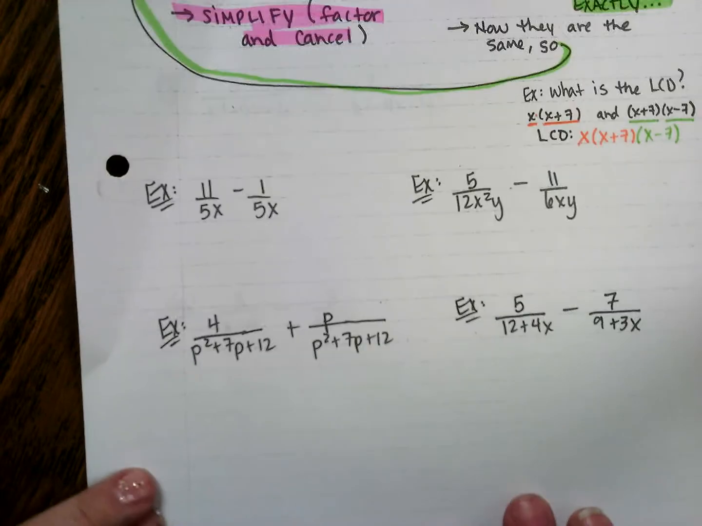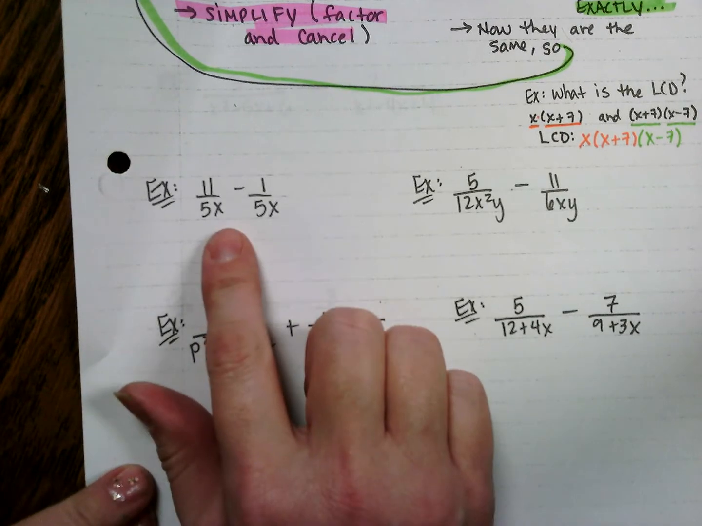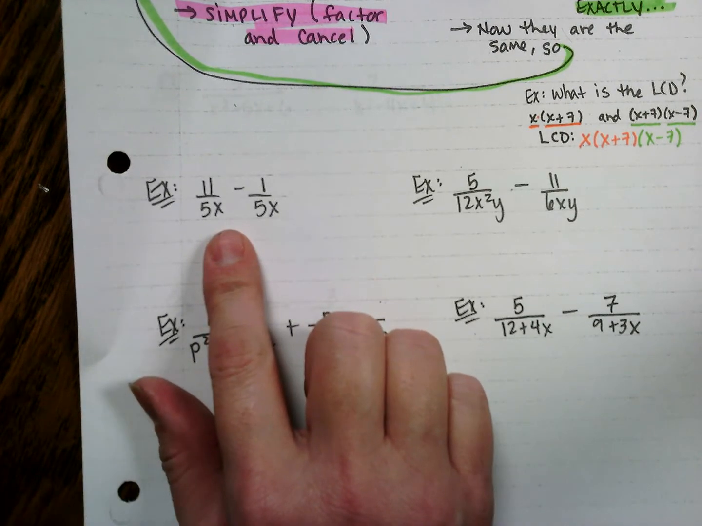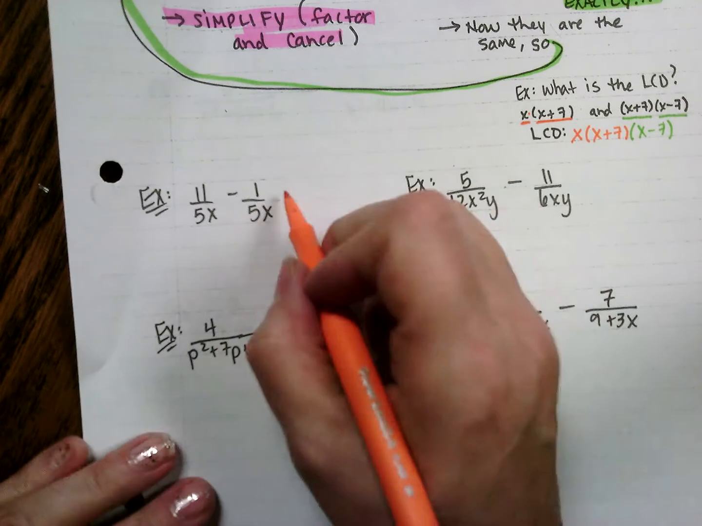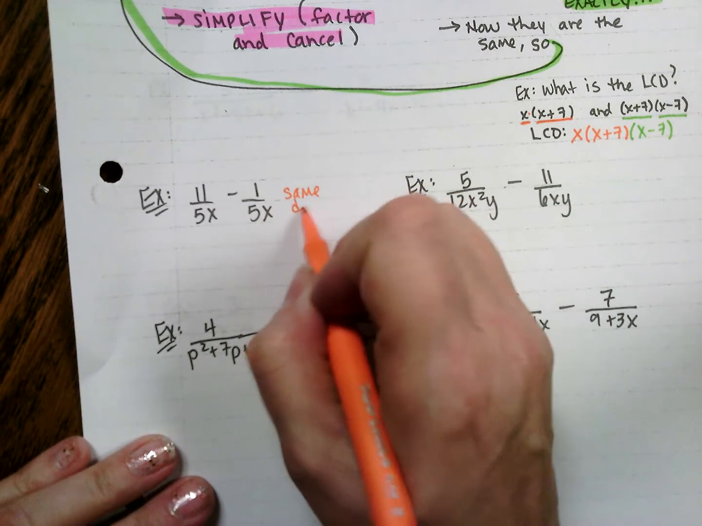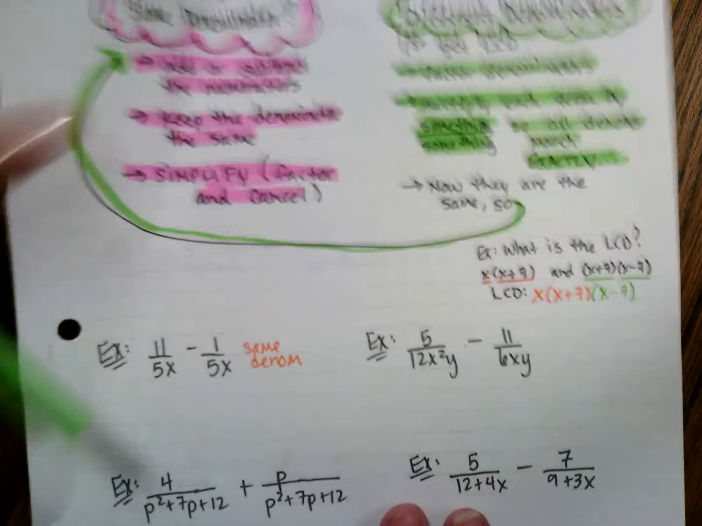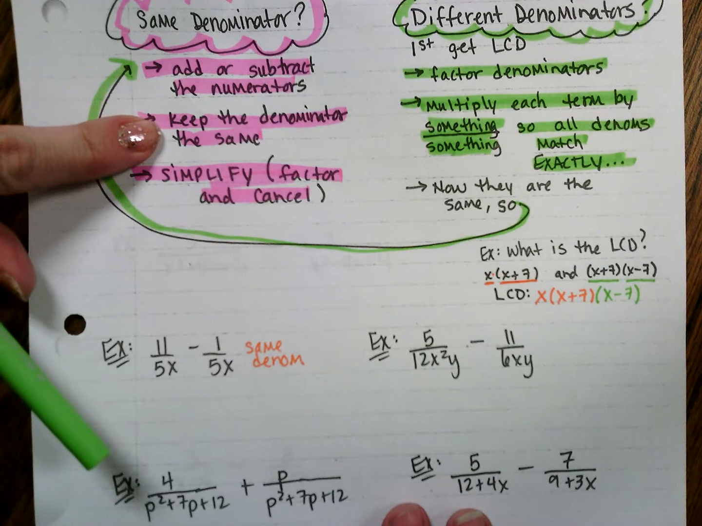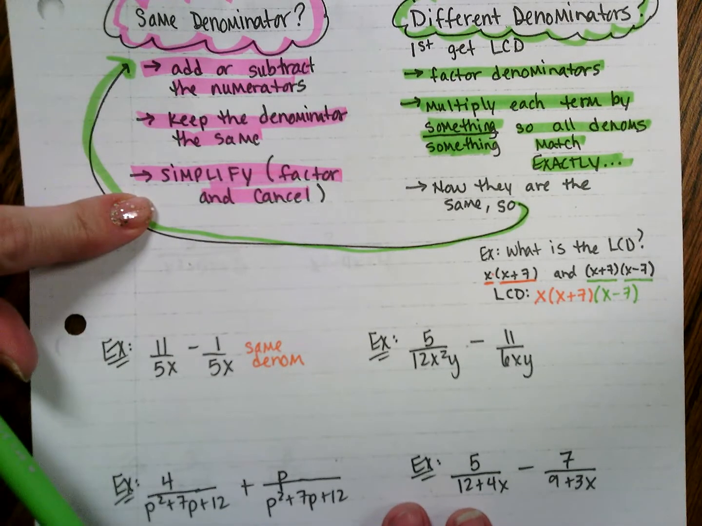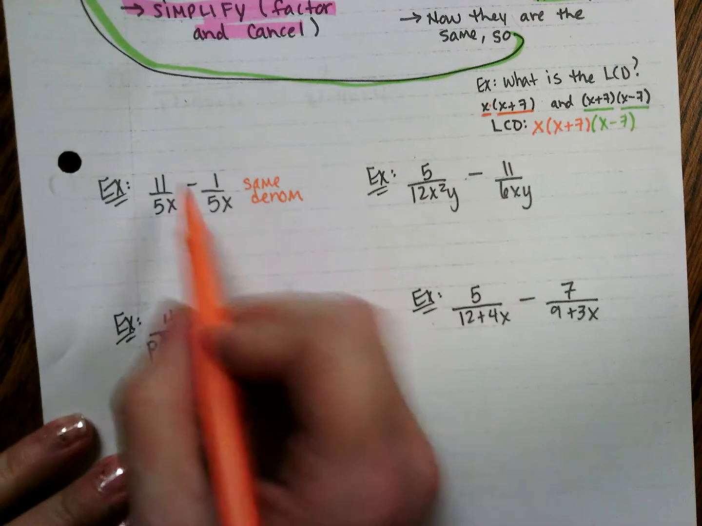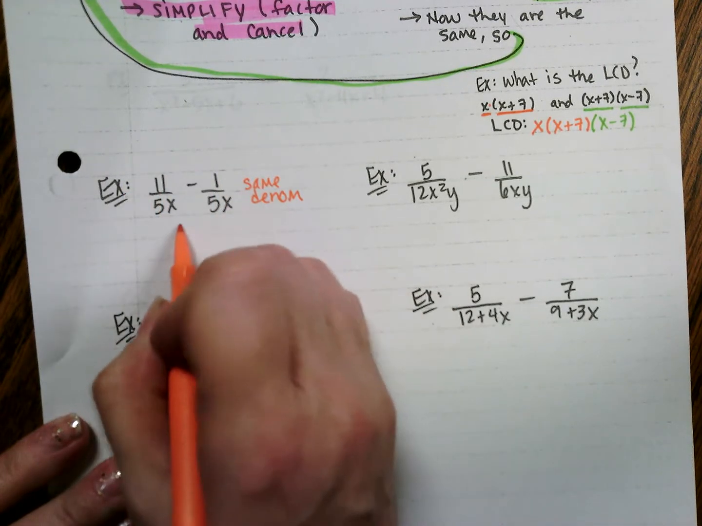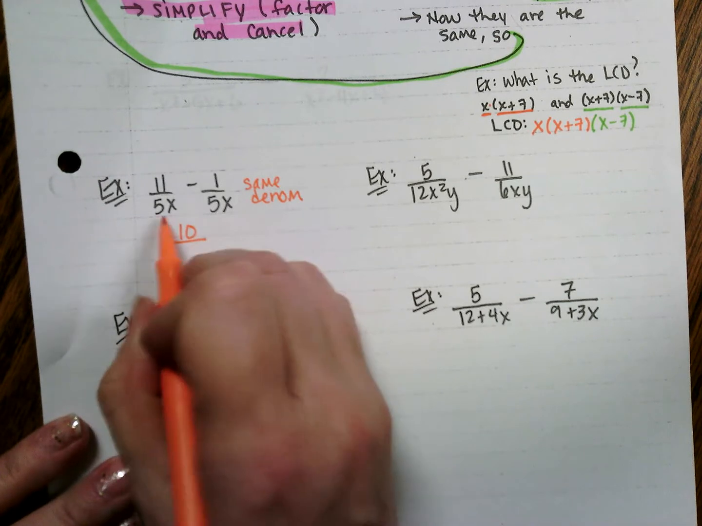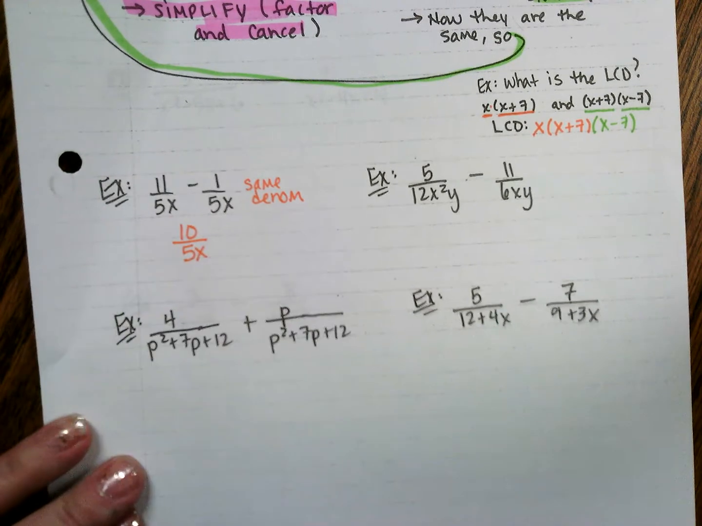Okie dokie. So here are some examples. In this first one, 11 over 5x minus 1 over 5x, we can see that they already have the same denominator. So all we're going to do is add or subtract the numerators, keep the denominators the same, and then simplify by factoring and canceling. I'm going to subtract the numerators, so that's 11 minus 1, which is 10. I keep the denominator the same, so 10 over 5x.